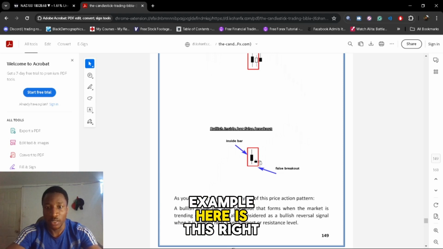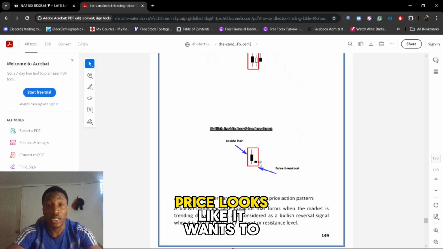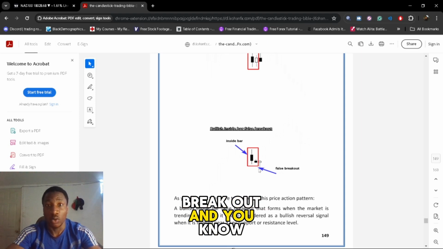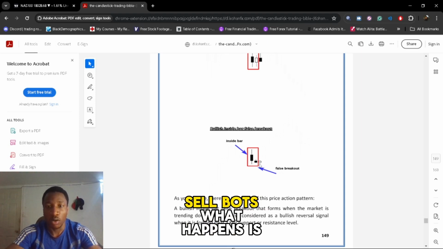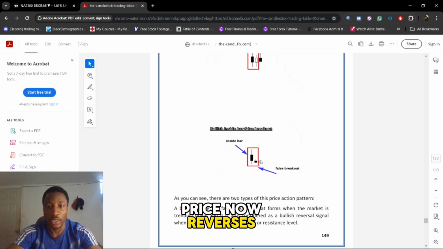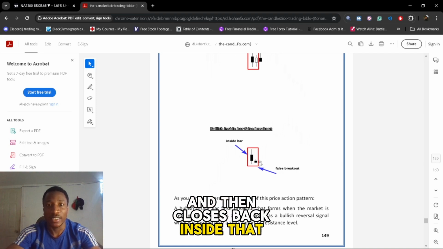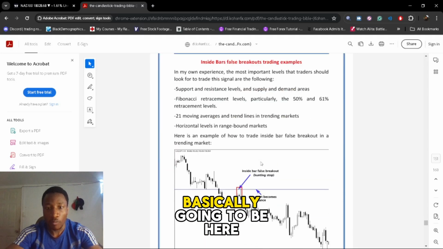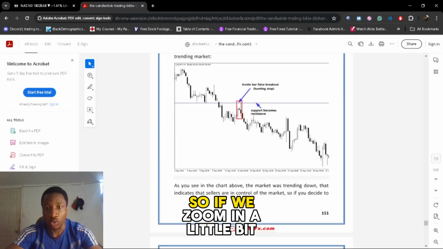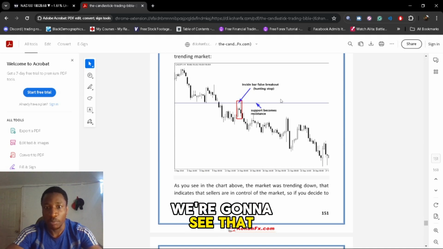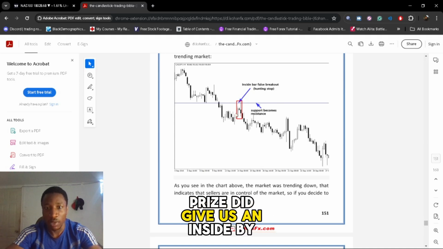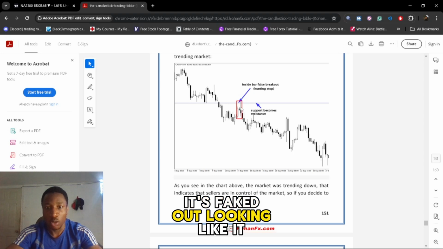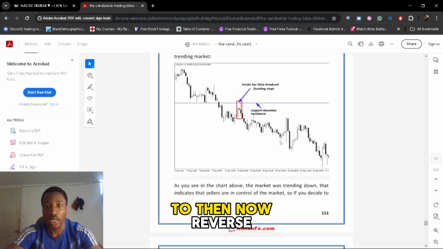An example here is this. You see how this is an inside bar, price looks like it wants to break out and sell, but what happens is price now reverses and then closes back inside that range. An example of this is going to be here. If we zoom in a little bit, we're going to see that price did give us an inside bar pattern. It faked out looking like it wants to buy, but it finally sold back to then reverse.